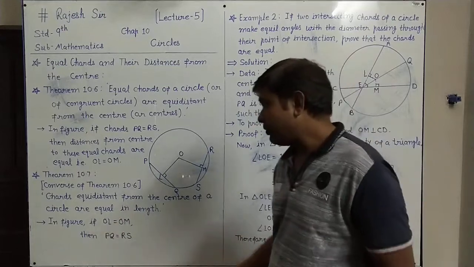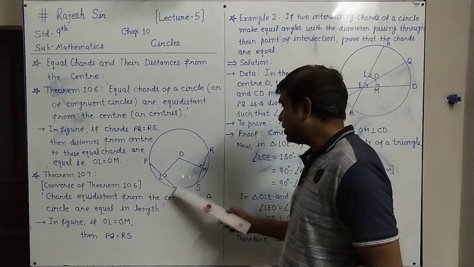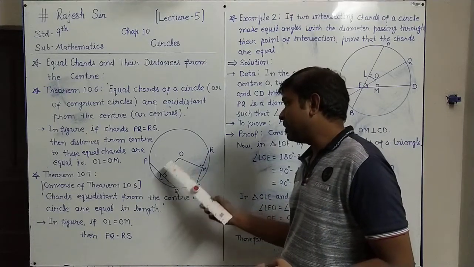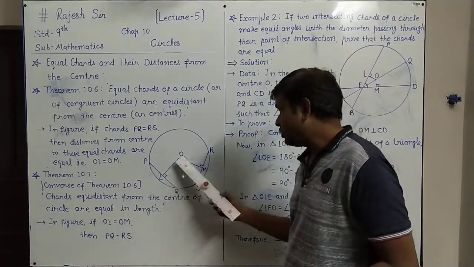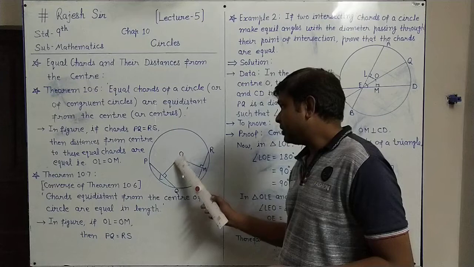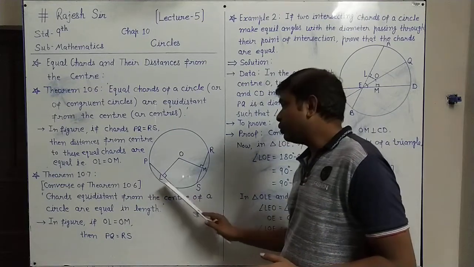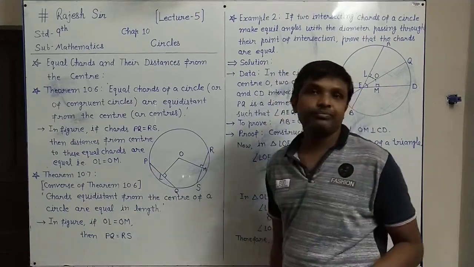In the figure, in short, we explain this. PQ and RS are at equidistance from the center. So the distances from the center are OL and OM. Equidistance means at equal distance, that is, OL equals OM is given. If this happens, that from the center two chords are at equal distance, then those two chords are equal. So then PQ equals RS.